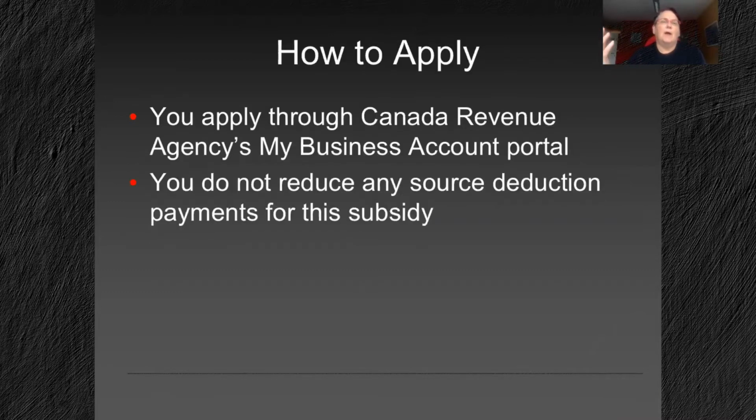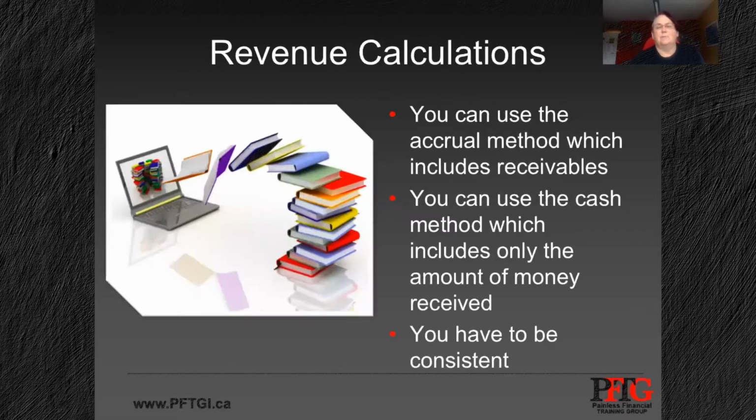The application takes place through Canada Revenue Agency's My Business Account portal. So if you've signed up for My Business Account, then you can apply there. You also can have your authorized representative do it, and there is a way to also use a web access if you don't want to set up any of this other stuff. This subsidy, you don't reduce your source deductions. You're actually going to get paid the amount.